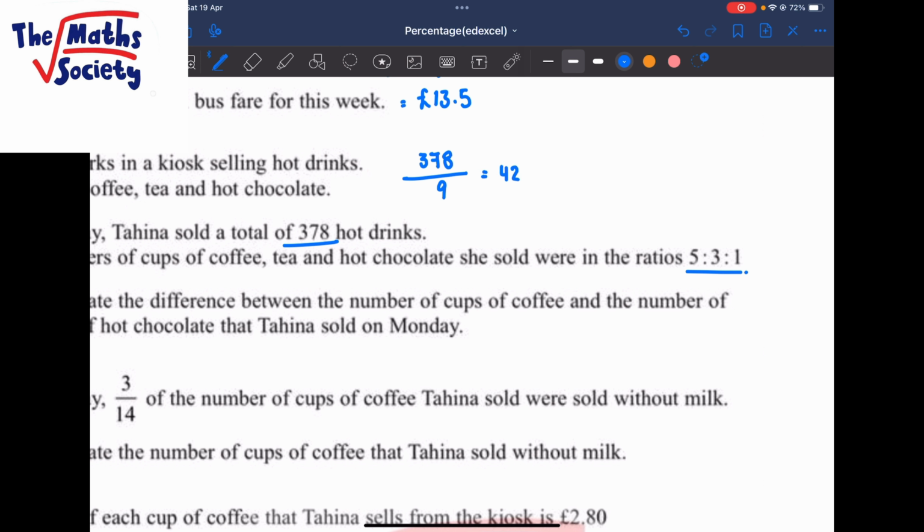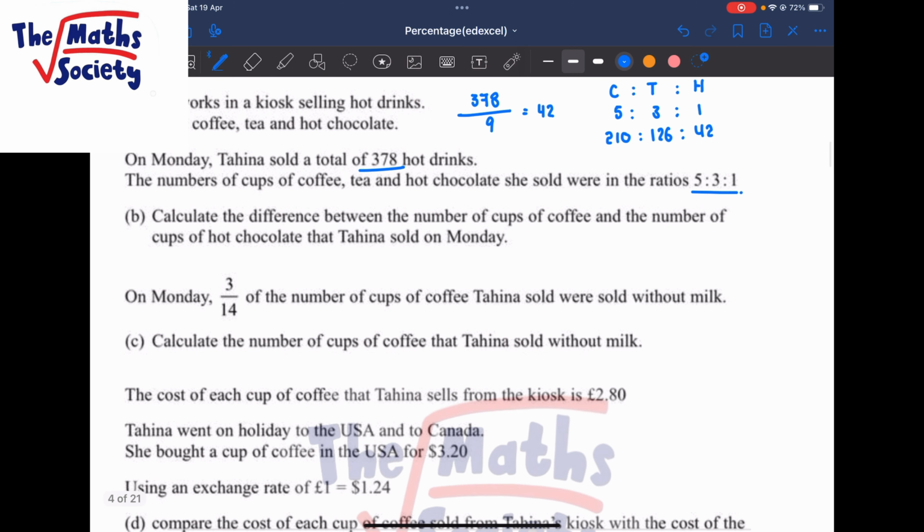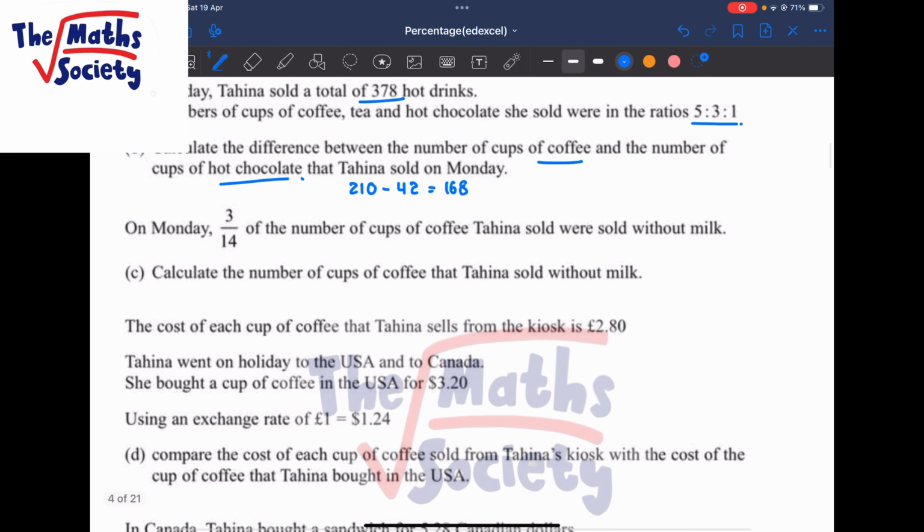So that's 42. We know that it's in the ratio of coffee, tea, hot chocolate, so that's 5:3:1. And we know that 1 unit was 42. So 3 units would be 126, and coffee would be 210. It says calculate the difference between the number of coffees and the number of cups of hot chocolate. Coffee was 210 and hot chocolate was 42. So that will give you 168 as the difference.